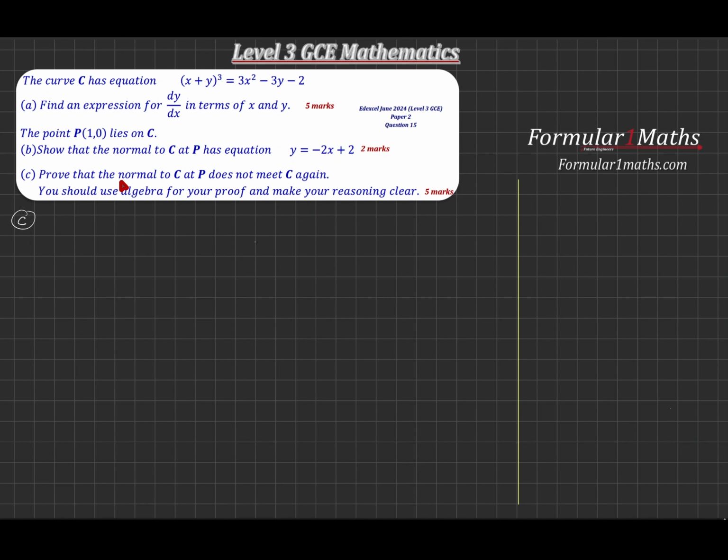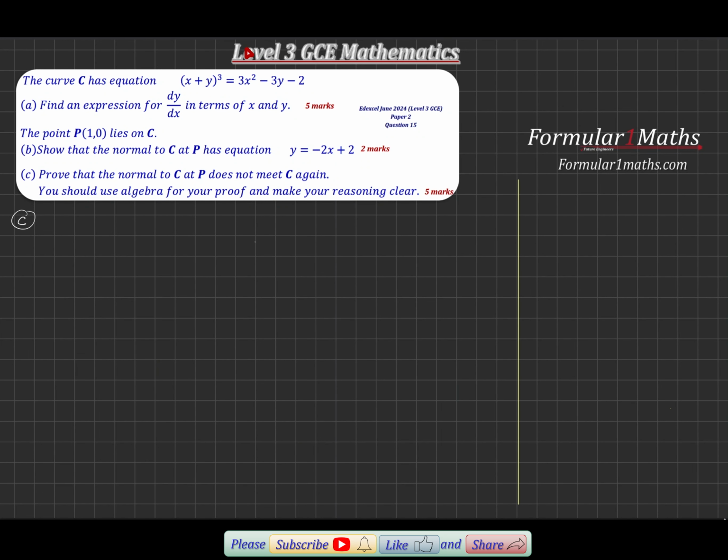The point of intersection of the normal and the curve C occurs when we solve the equation of the normal, which is this one, and the equation of the curve, which is this, simultaneously. So that would be their point of intersection. So we are going to solve this equation and that equation simultaneously by substitution. I'm going to substitute the value of y, which is minus 2x plus 2, into this equation over here.